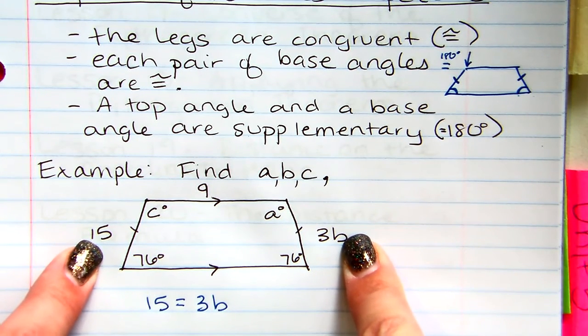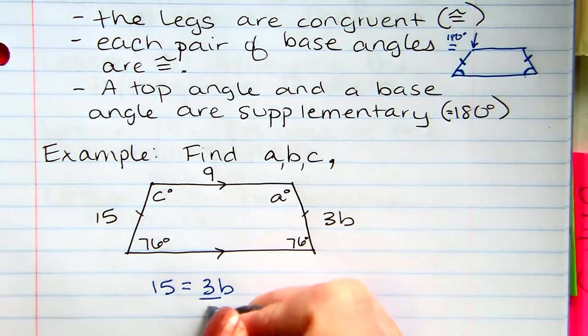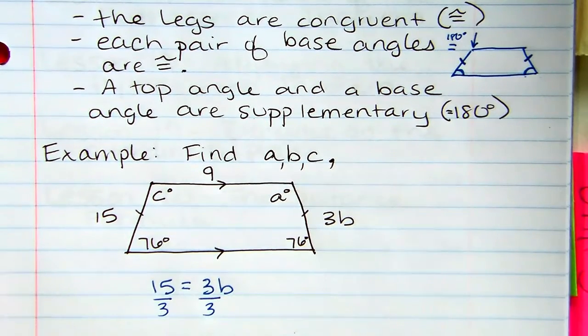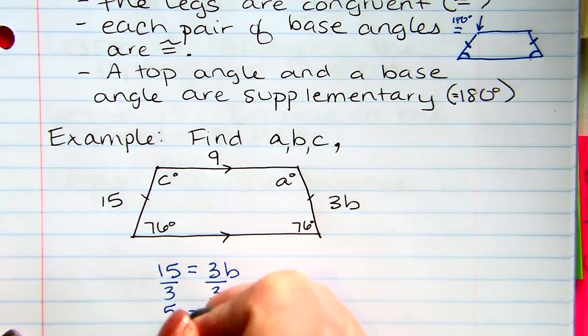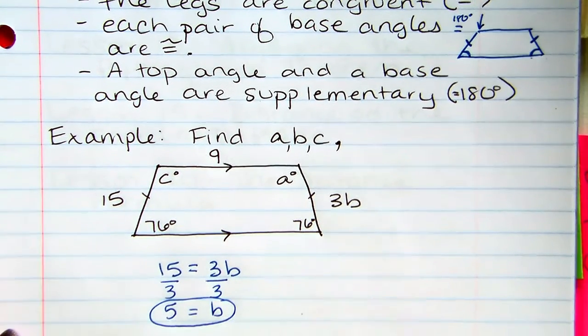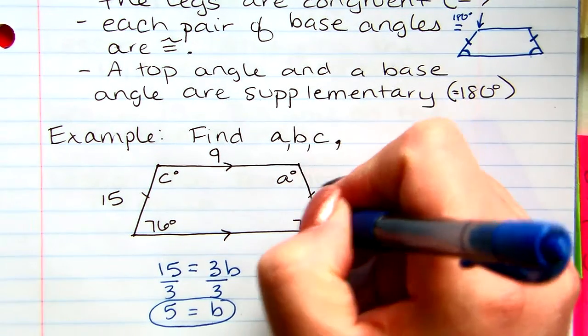So now we're going to go ahead and divide by 3 on both sides. And we're going to be left with B equals 5. And we're going to circle it. Next, we're going to go ahead and process what A and C are. Now, A and C are the top, the 76s in the bottom, or the base.